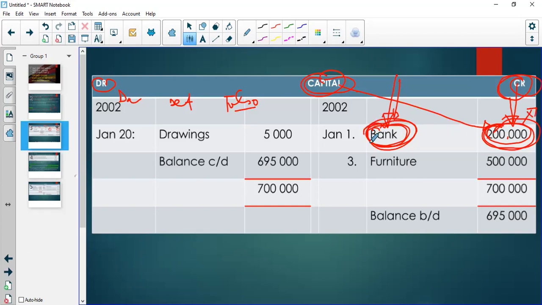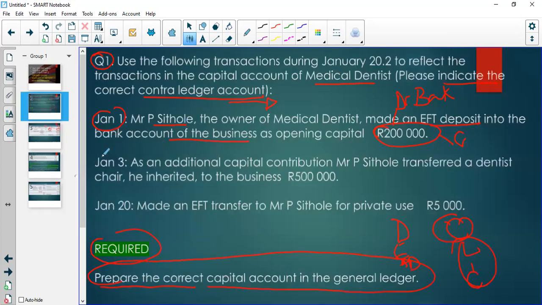So in this case, it's only bank, and that's the contra account, right? Then we are told that on January 3, this guy made an additional capital contribution of a chair. He inherited the business as 500,000. So it's probably a dentist's chair, right? Those are expensive ones, where they adjust and put in their things in your face. So it's 500,000. So this is furniture, right?